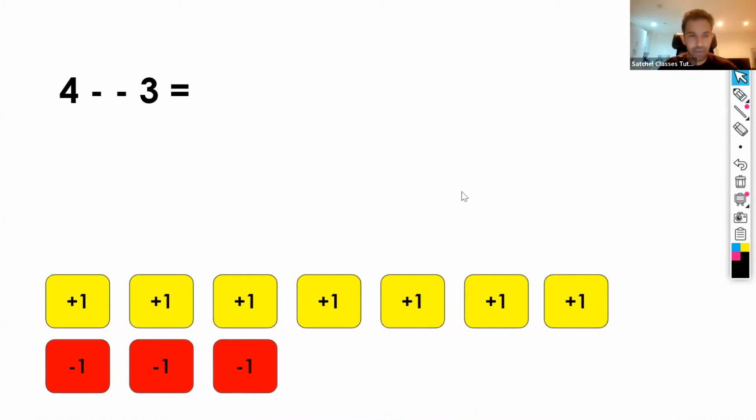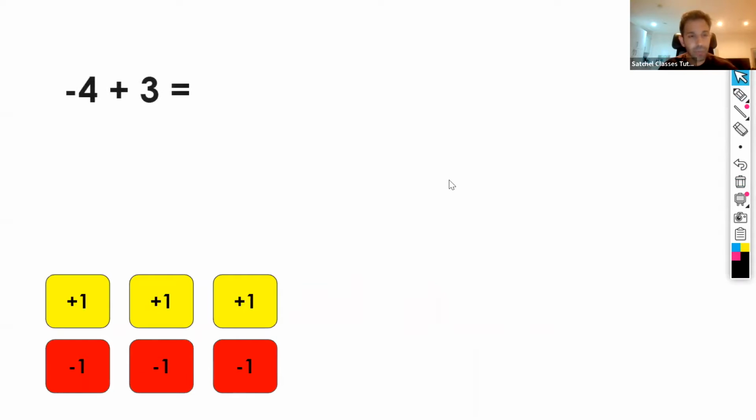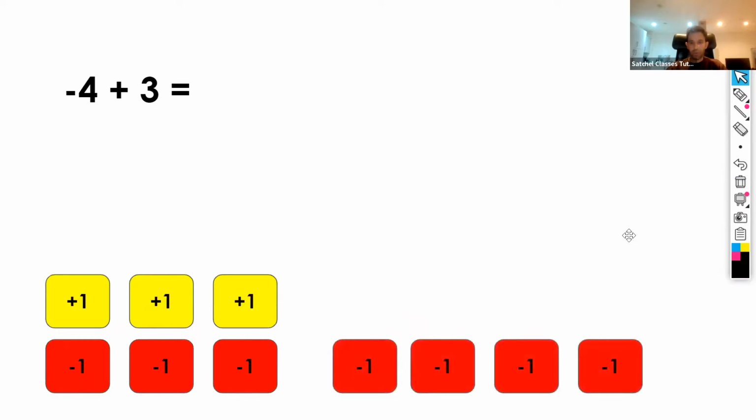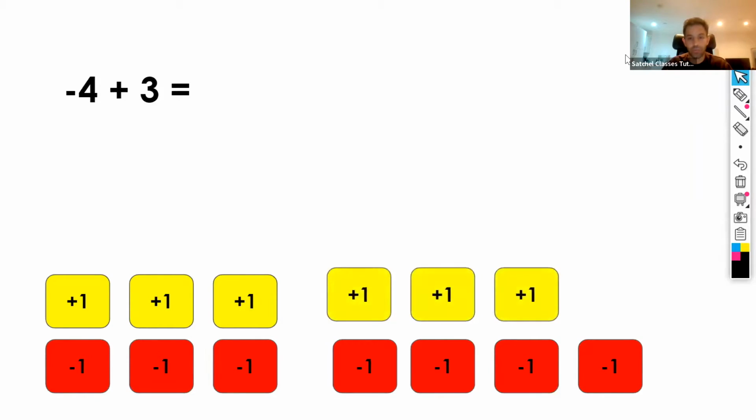All right, let's have a go at the next problem. Now we have minus 4 plus 3. Again, I've got my 0 pairs here in case I need them. But what I need to do is draw 4 lots of negative blocks because I'm starting at minus 4. So here we have minus 1, minus 2, minus 3, and minus 4. Now we're going to add 3 to it, so I'm going to have to add 3 yellow blocks. 1, 2, 3 yellow blocks added.